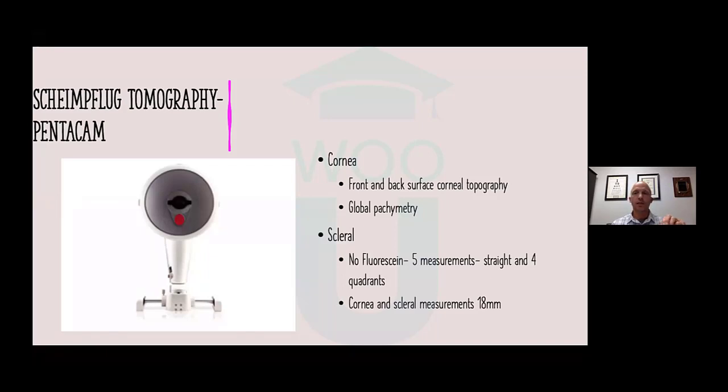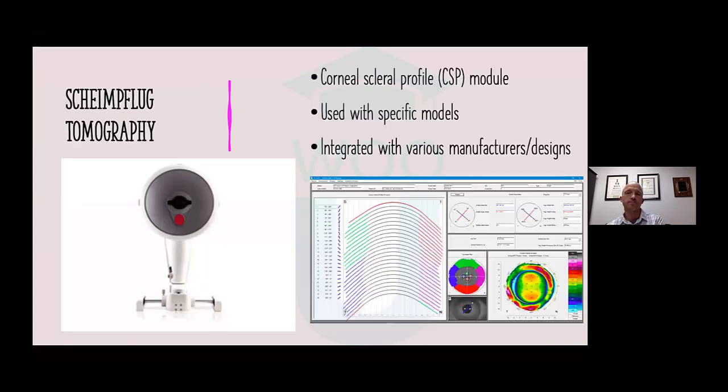So there's one that's taken for straight, and then there's 4 more taken for the other 4 quadrants of the eye: superior, inferior, nasal, and temporal. But the eye still, in each of those measurements, is in straight gaze. And we can measure out by using this instrument to 18 millimeters in diameter.